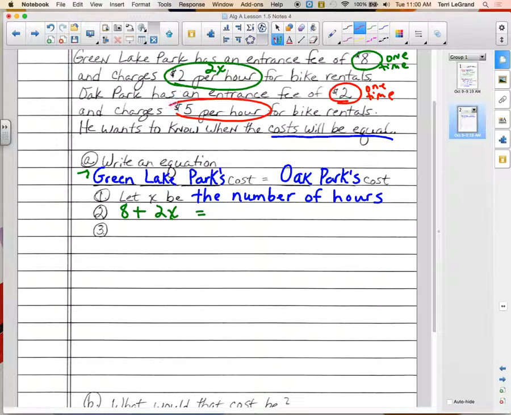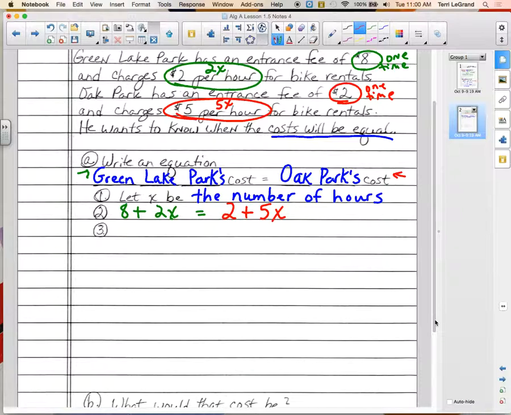Let's circle the $5 per hour. How could we show that one? Just 5? 5x, because it isn't just a one time, it's $5 for every hour. And then it says there's nothing else, right? So what could be our expression that represents Oak Park's costs? 2 plus 5x. 2, the one-time fee, plus the 5x. Okay.